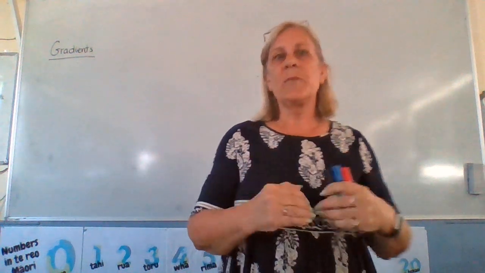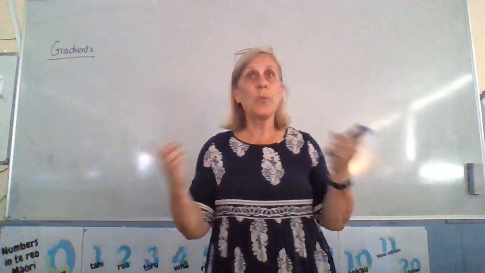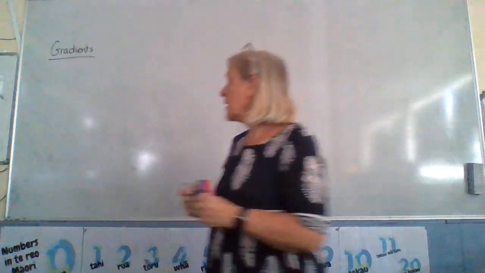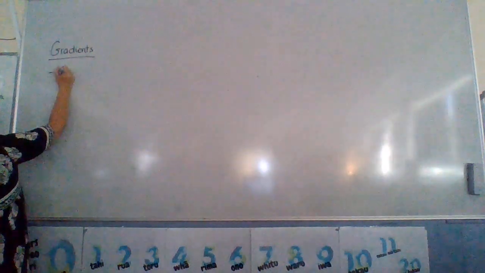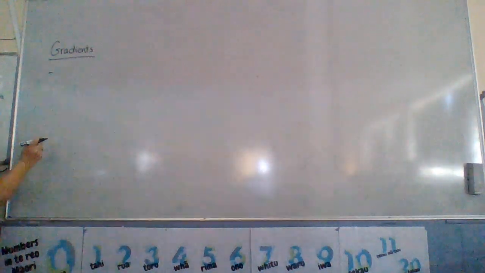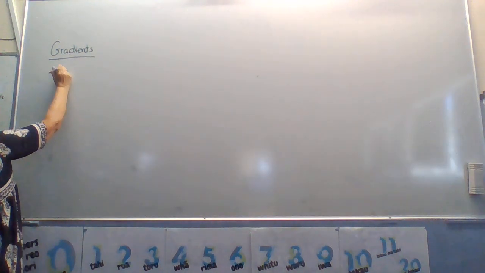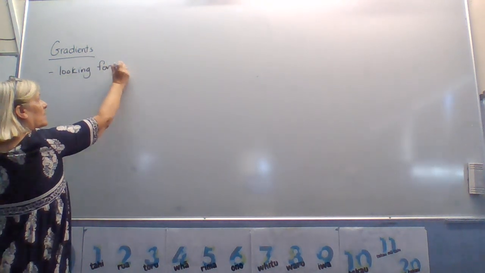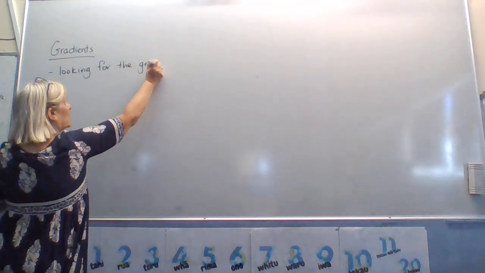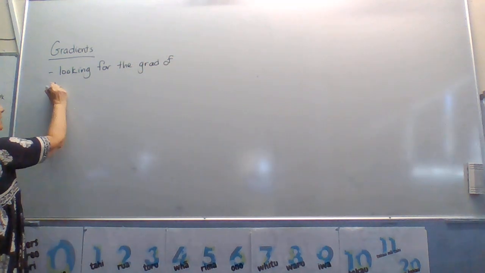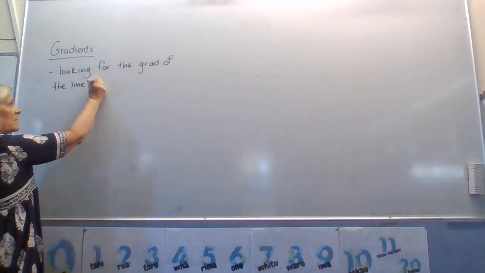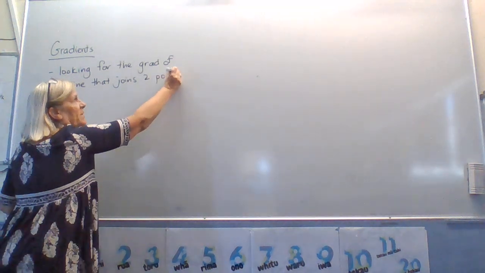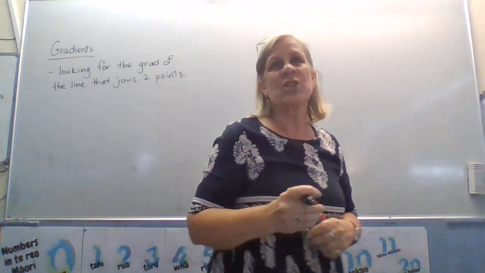We're going to do the same sort of thing, but this time what we're interested in is being given 2 points. How do we find the gradient of the line that joins those 2 points? All right, so explicitly we're looking for the gradient of the line that joins 2 points, okay? So that means we're going to be given 2 points, or a piece of information about 2 points.